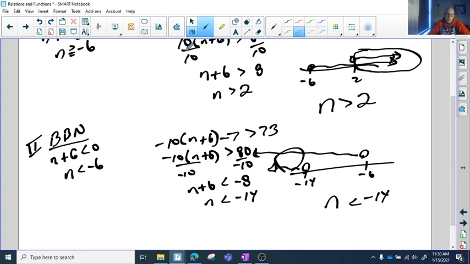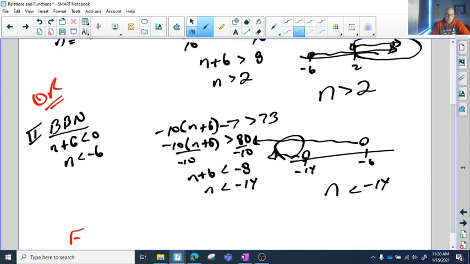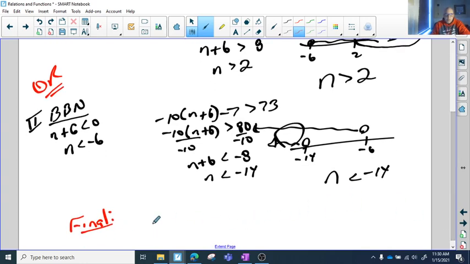Remember, this could have happened, or this may have happened. So when I go to my final solution, n is bigger than 2. There's 2. So there's those ones. N is less than negative 14. Negative 14 is over here. There's all the numbers less than negative 14.